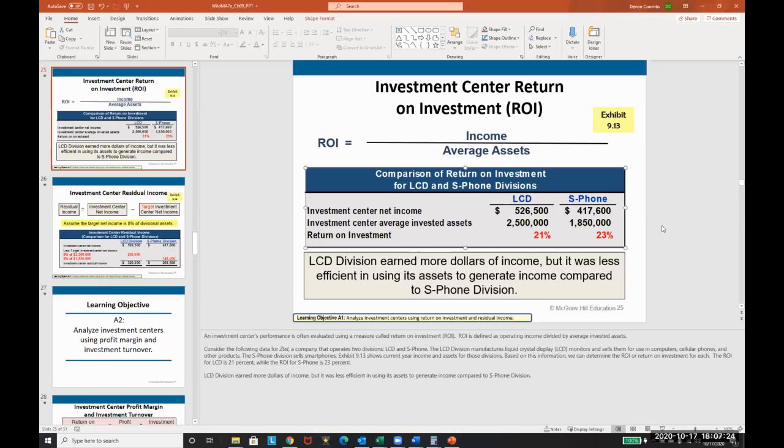And so here we find out that in LCD, even though we might get more net income from our investment in LCD, we need a lot more average assets. So for our phone division, dividing the 417,000 into the 1.85 million, even though we make less net income, it's actually a better ROI. So looking at ROI, we'd probably invest in the phones, not the LCD division.